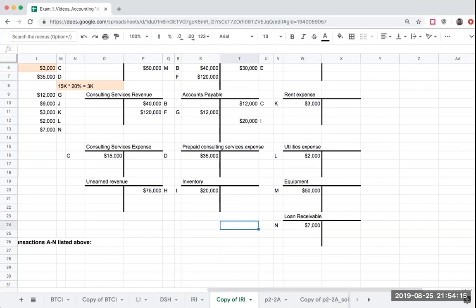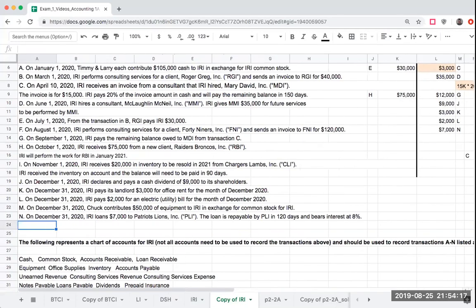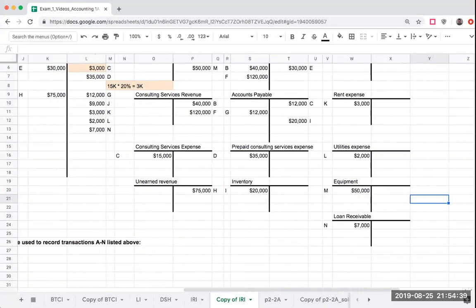Something that's really important here is you're going to see this additional information that the loans are payable in a certain amount of time and bear interest. We're not going to worry about the interest rate or anything else like that for the first exam. When we get to the second exam and we start dealing with adjusting journal entries, that's going to be very, very different. Okay, so I've gone through and recorded all of these different transactions.